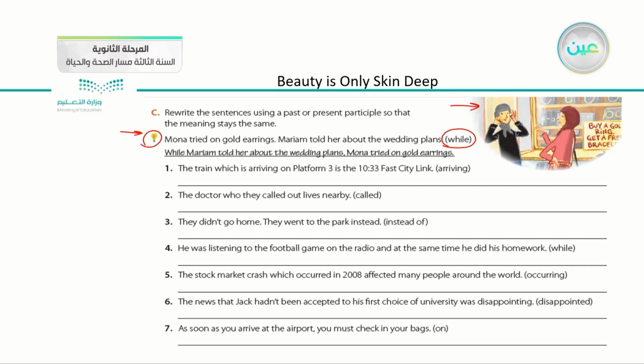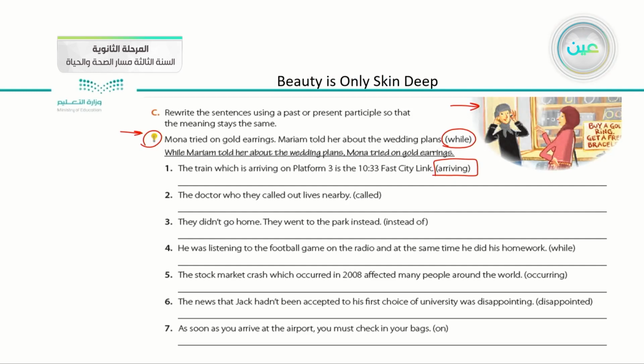Now you can pause the video right now and take some time to do the exercise on your own. Then after that, you can resume to check the answers with us. But we will do the first one together. Number 1: the train which is arriving on platform 3 is the 10:33 Fast City link. And we are asked to use the word arriving.